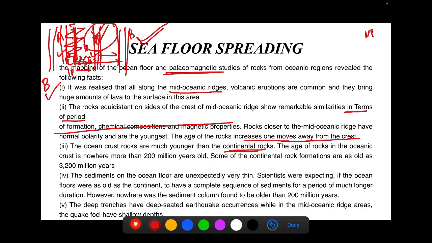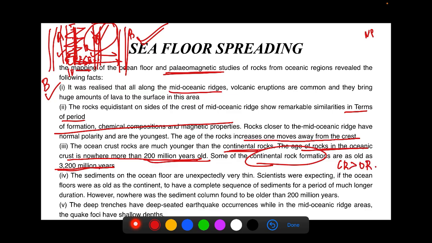Now when we compare which one is younger and which one is older, we can find that the continental rocks are much older than the oceanic rocks. The age of rocks in the oceanic crust is nowhere more than 200 million years old. So the rocks in the oceanic crust are about 200 million years old, and the continental rocks are nearly 3200 million years old. That's a huge 3000 million year gap. So we can see that the age of continental rocks is more than that of oceanic rocks.